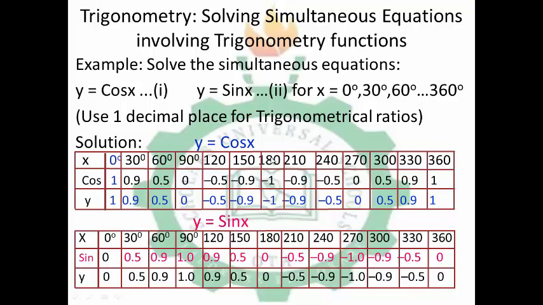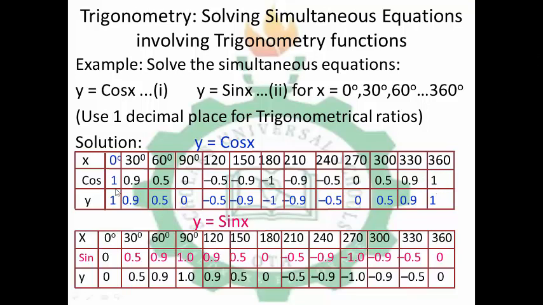Now let us go to cos 180 as minus 1, cos 210 as minus 0.9, cos 240 as minus 0.5, and cos 270 is 0. And we have cos 300 degrees as 0.5. We have cos 330 degrees as 0.9, and we have cos 360 degrees as 1.